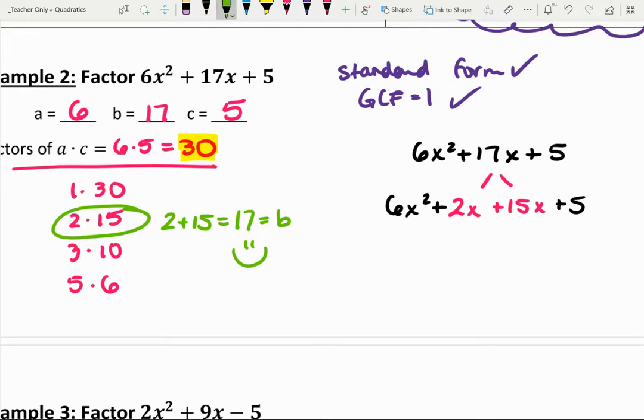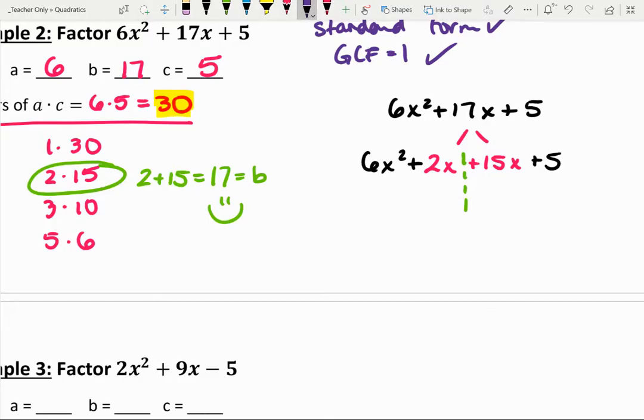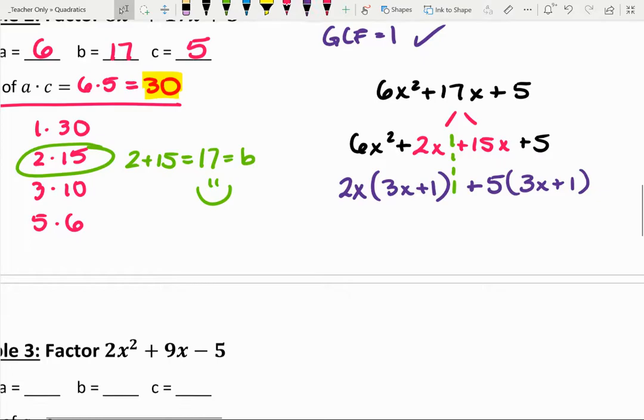And again, now we're factoring by grouping. So splitting that in half and looking at the greatest common factor of each pair. So 6x squared and 2x have a greatest common factor of 2x, leaving behind 3x plus 1. Don't forget that plus 1. Even though we pull the 2x out, we don't have a 0 left behind. We have a 1 left behind. And 15x and 5 have a positive 5 in common, which gives us that identical remainder 3x plus 1. So our factored form is going to be 3x plus 1 and 2x plus 5.